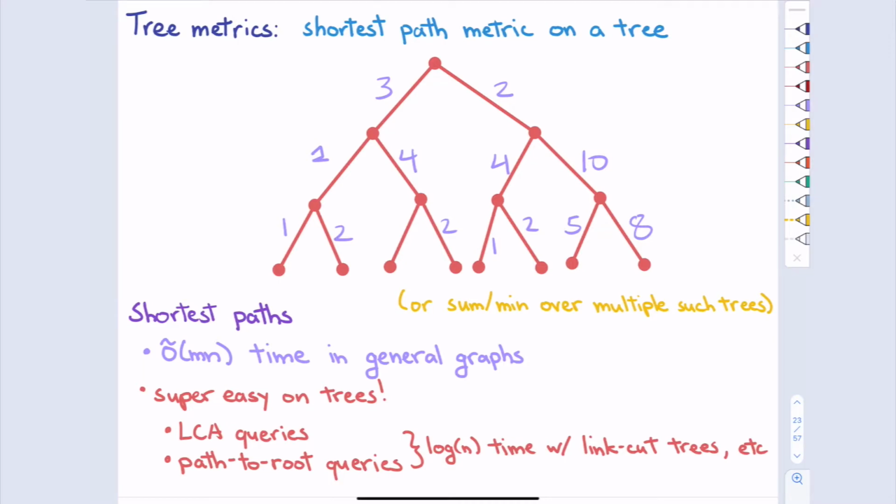But on trees, there are all these nice data structures. You can set up these things called link-cut trees and stuff like that. The kind of query that you can do on a tree once you set it up is like, you take this node and you ask what's the least common ancestor, which would be this node here. You can also ask questions like, what is the sum of numbers between this node and the root?